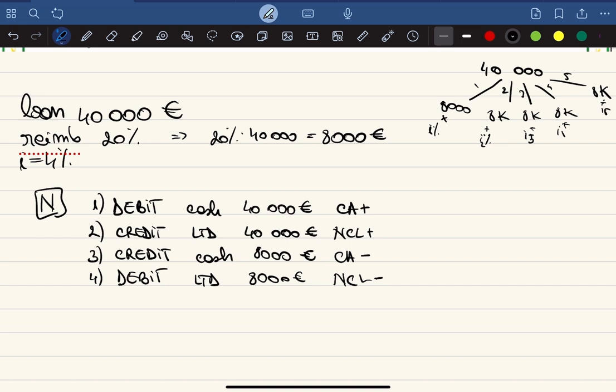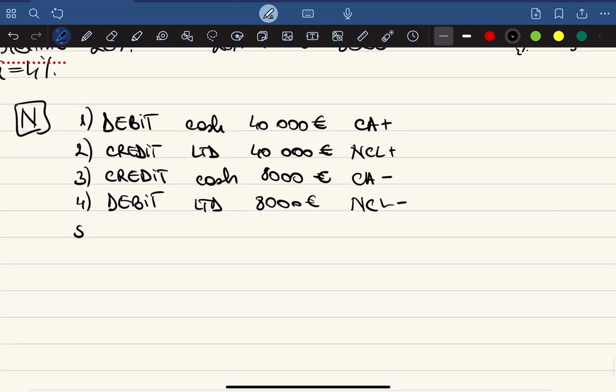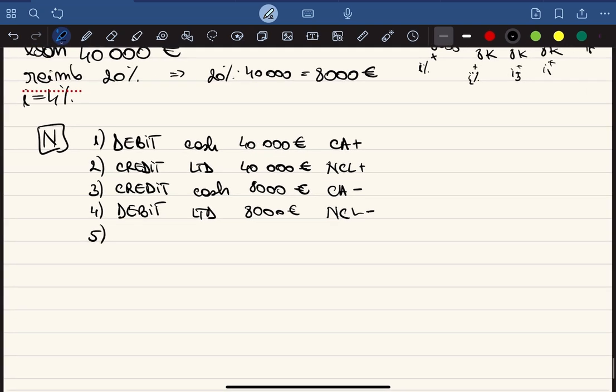So the non-current liabilities go down because, instead of increasing what you have to pay, you paid a part of it, so you decrease what you still have to pay. And fifth, we find out what happens with the interest. We credit the cash 4% out of 40,000, which equals 1,600 euros. Current assets go down and equity goes down.